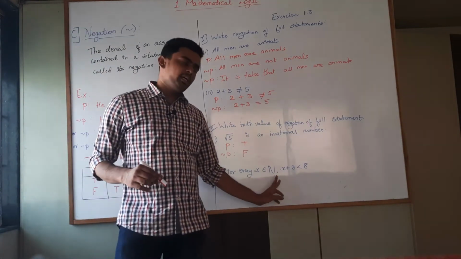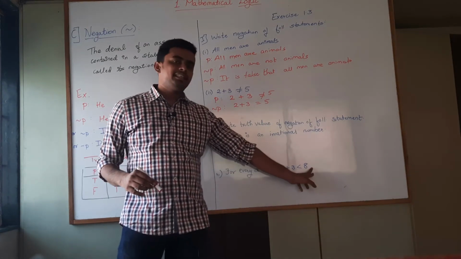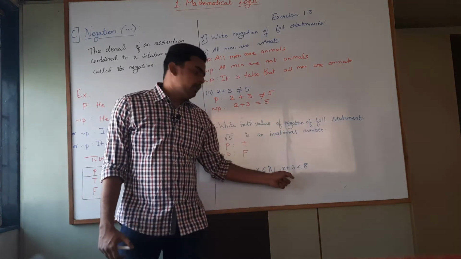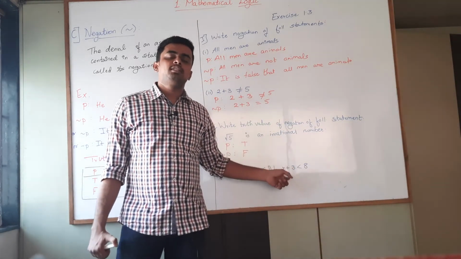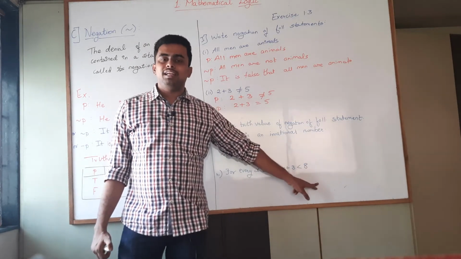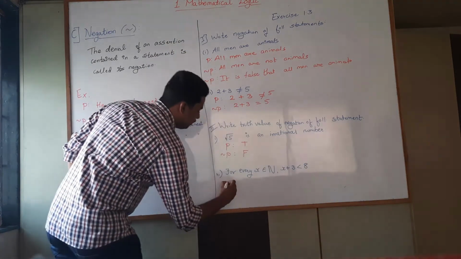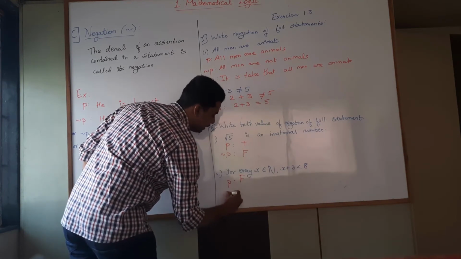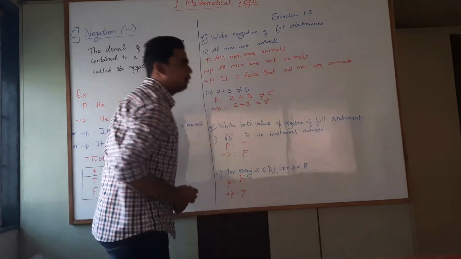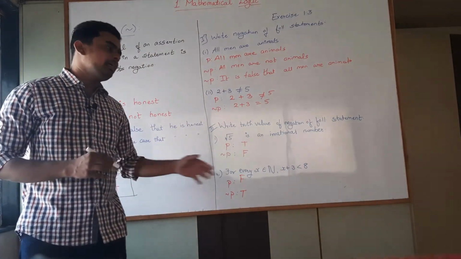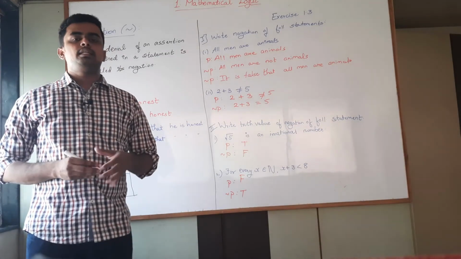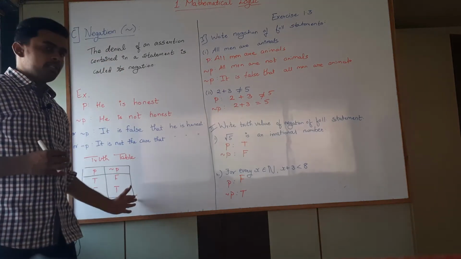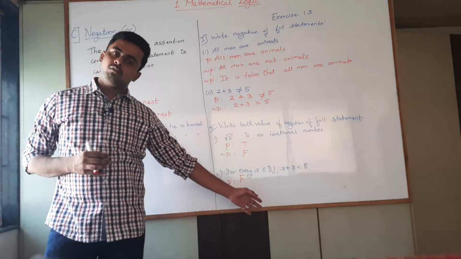For every x being a natural number, x plus 3 is less than 8, which is not true for all natural numbers. Because once x is equal to 6, 6 plus 3 is 9, which is not smaller than 8. Hence, P, this statement, is false. Hence, my negation of P will be true. That is what negation is. The simplest of all logical connectives. Understanding is simple, applications are also very simple.